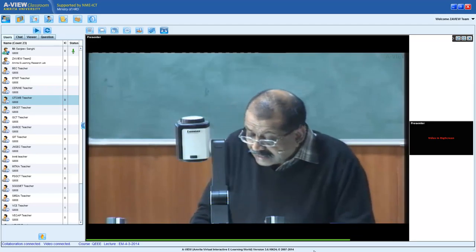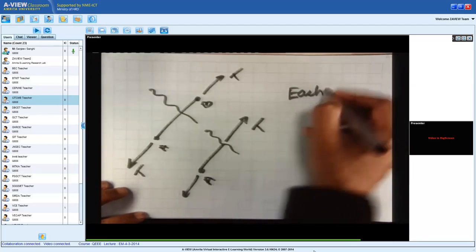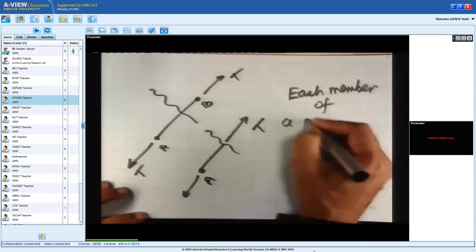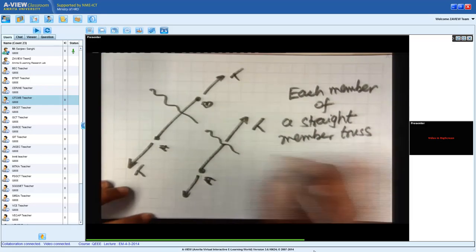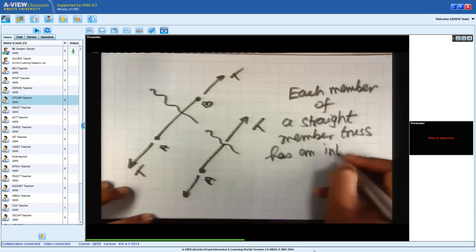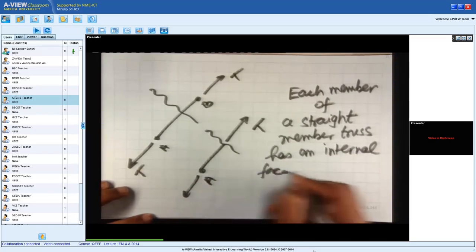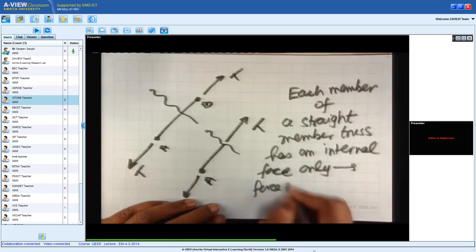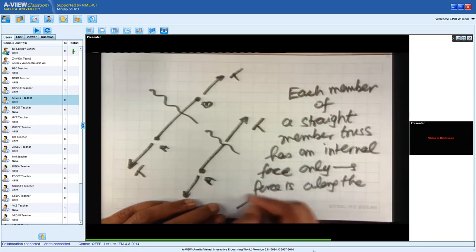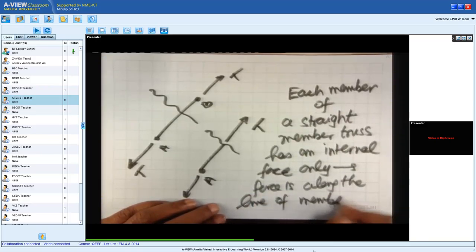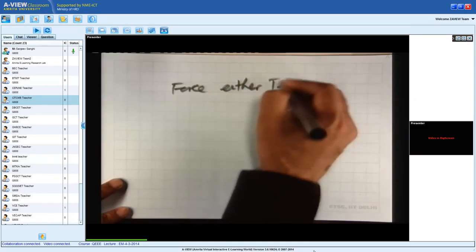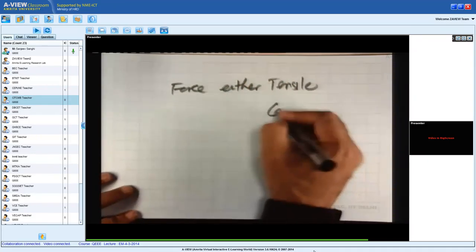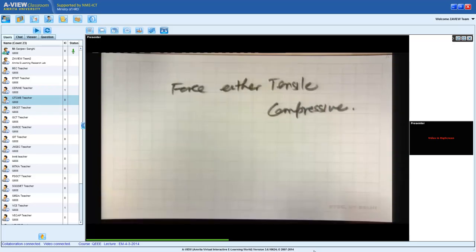So therefore, what we find is each member of a straight member truss has an internal force only, and this force is along the line of the member, and the force is either tensile, which means the member is being pulled, or compressive.